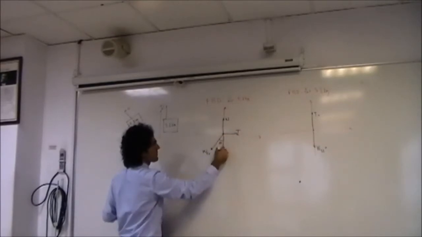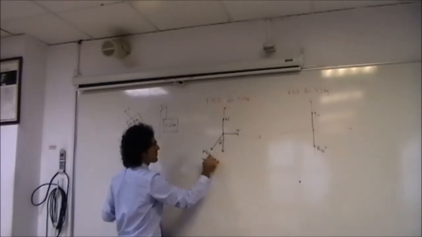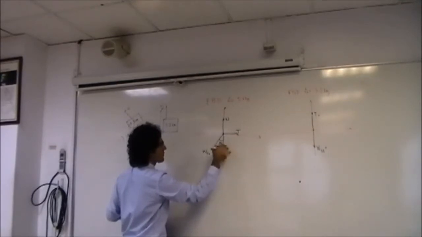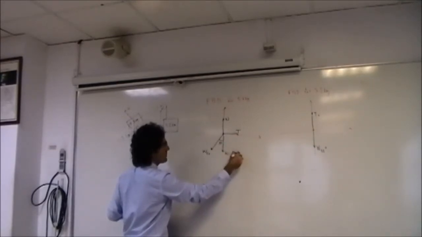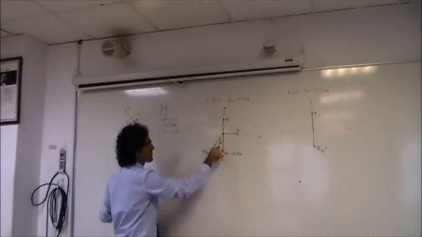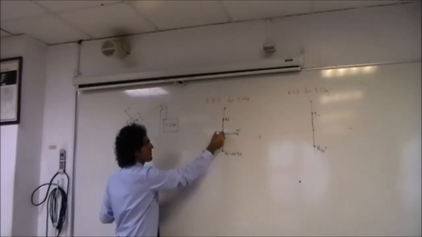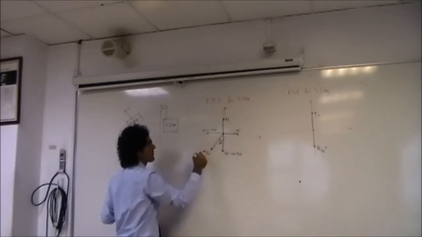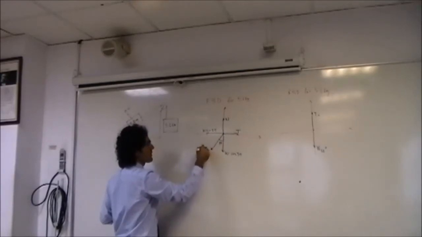Simply, I can find the y component of this weight as weight multiplied by the cosine of this angle, which is cosine 35. It is cosine because it is adjacent to the angle 35. And the x component of this weight will be equal to weight multiplied by sine of this angle, because it is opposite to this angle 35.